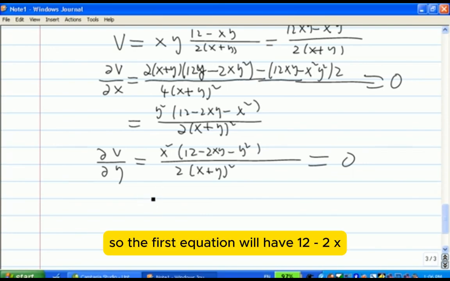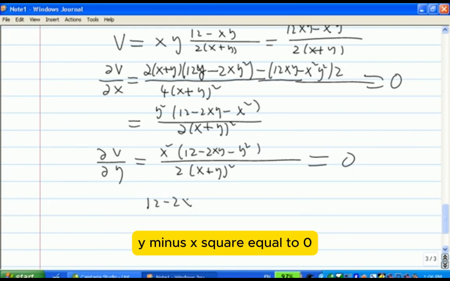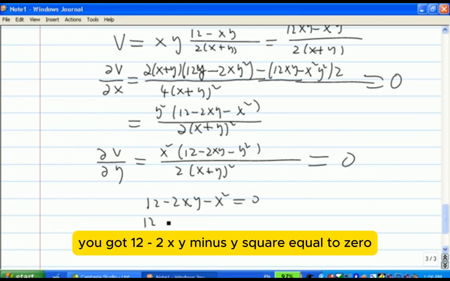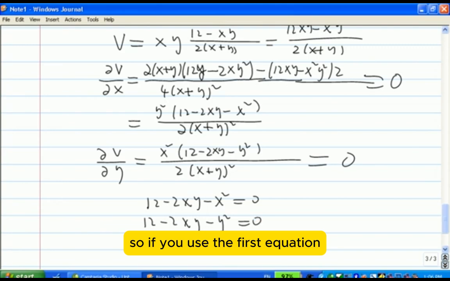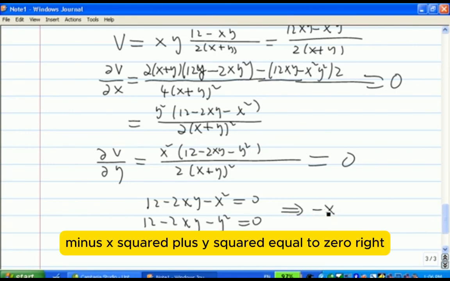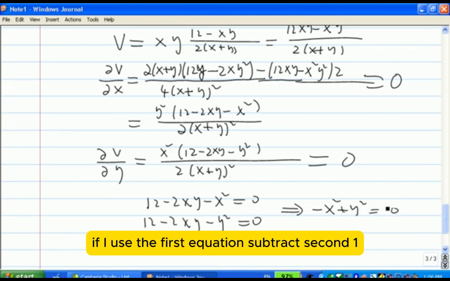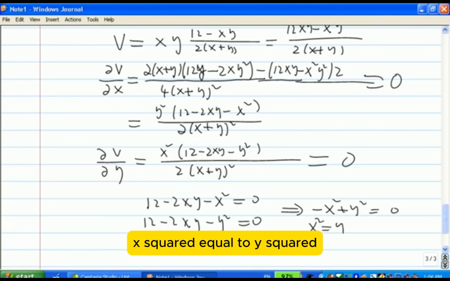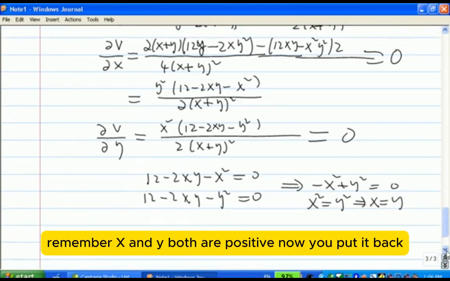So the first equation will have 12 minus 2xy minus x squared equal to 0. The second one, you got 12 minus 2xy minus y squared equal to 0. If you use the first equation and subtract the second equation, it gives you minus x squared plus y squared equal to 0, right? So that's equivalent to saying x squared equals y squared. You can say x equals y. Remember x and y are both positive.